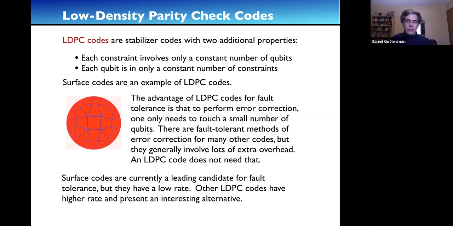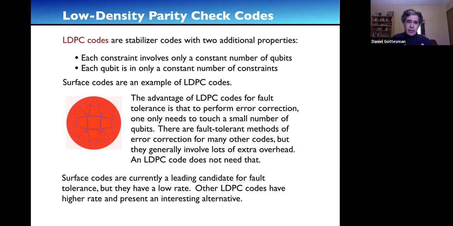So probably many of you are familiar with classical linear coding. So stabilizer codes are kind of the quantum version of linear codes. And classical LDPC codes are just saying that each parity check has only a constant number of bits, and each bit is in a constant number of parity checks.